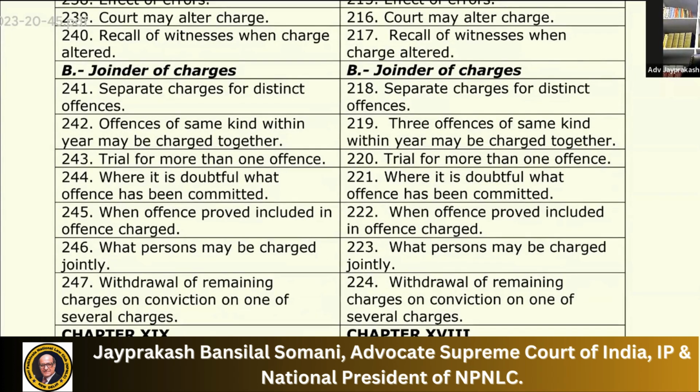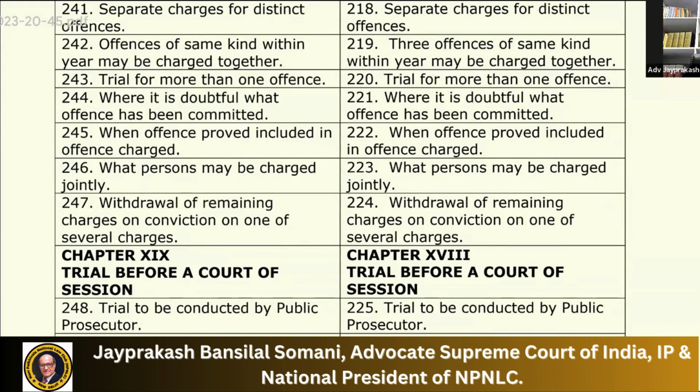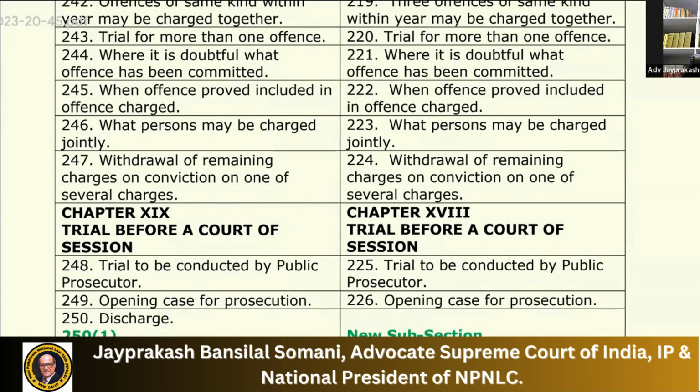Now chapter 18, part B, joinder of charges. BNSS section 241, separate charges for distinct offences. Its earlier section was CrPC 218. BNSS section 242, offences of the same kind within a year may be charged together. Earlier section was CrPC 219. BNSS section 243, trial for more than one offence. Its earlier section was CrPC 220.